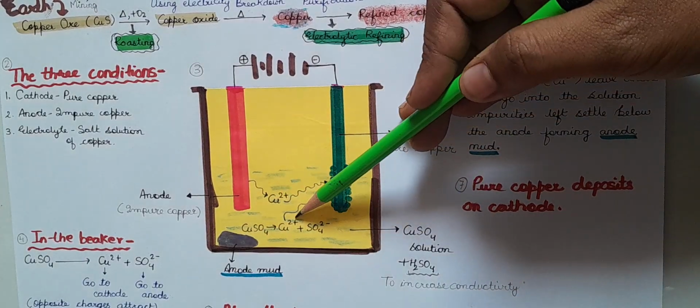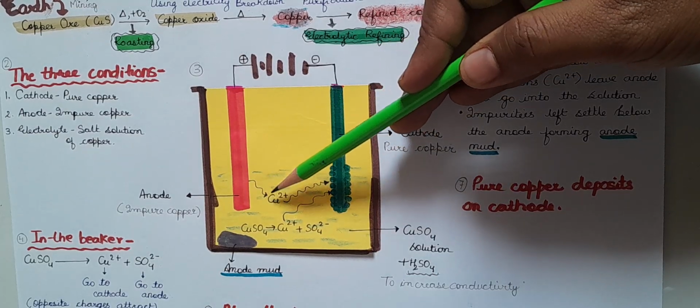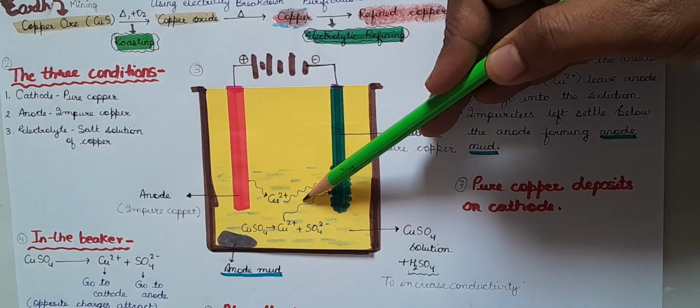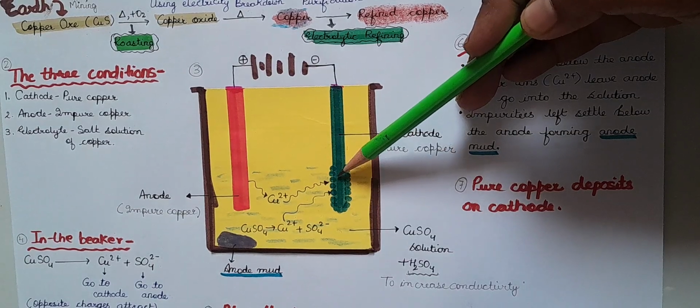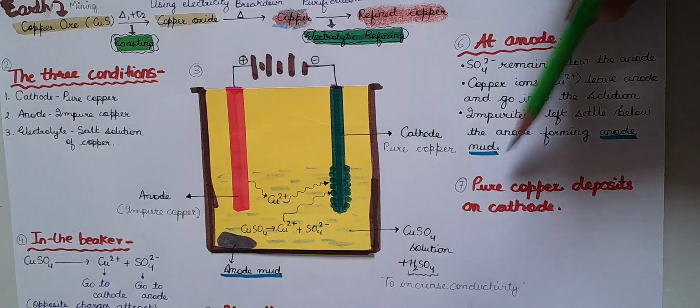Once from the original ions formed by CuSO4, and second time the ions which leave the anode and enter the solution, they also leave the solution and start getting deposited over the cathode. Then impurities left settle below the anode forming the anode mud.